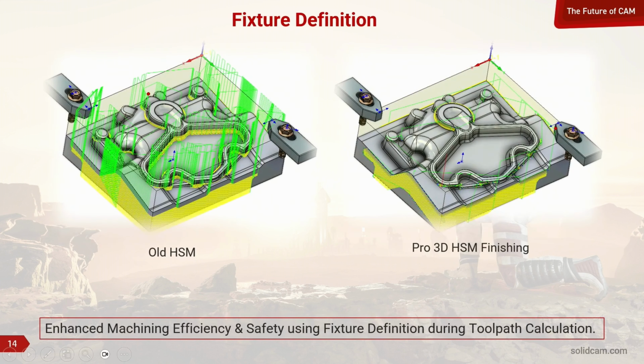Fixture definition, again, you can see the difference on the left-hand side and the right-hand side precisely because the fixture is taken into account when the passes are being calculated. So the linking happens in the most optimized way.